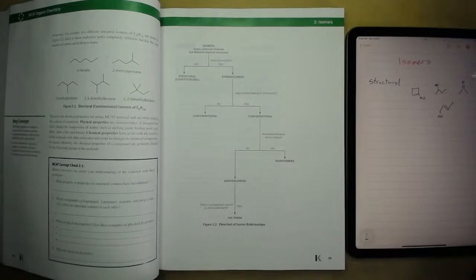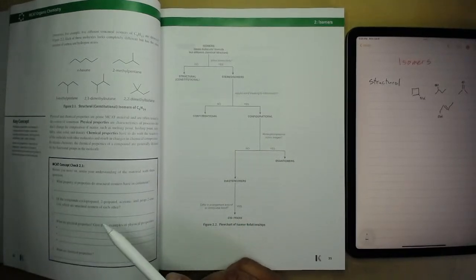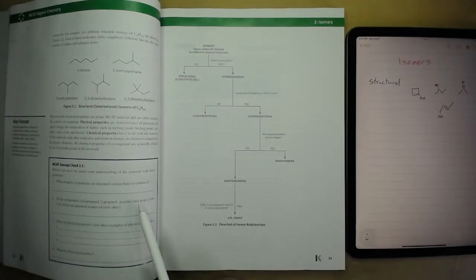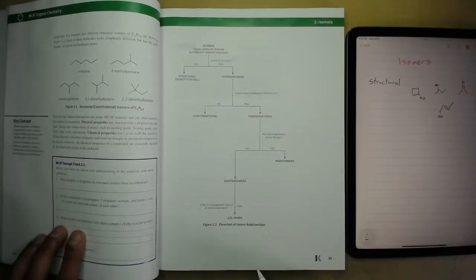So which are structural isomers? Only the first two. Cyclopropanol and 2-propanol are isomers. Acetone is different. Propenol is different. Number three, what are physical properties?